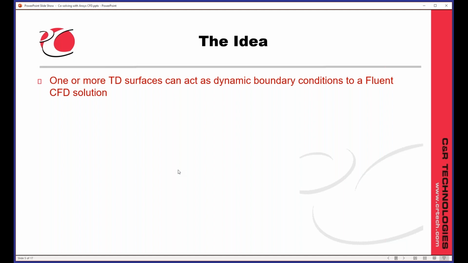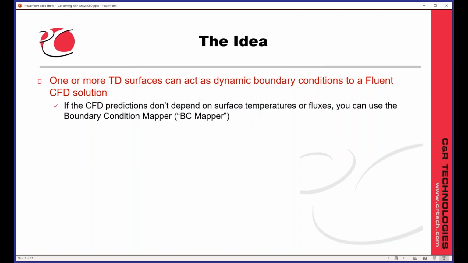So the idea behind all this is that I want to be able to name one or more TD surfaces and then say they are dynamic boundary conditions to a Fluent CFD run. That's the key, that there are surface connections between the two codes. You define that from this surface, that surface, they're shared by the two codes, and we're exchanging energy across that frontier.